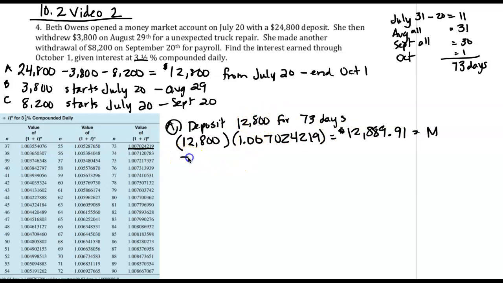Let's go ahead and calculate interest. The difference of the $12,889.91 and the amount invested, deposited, is a total of $89.91.